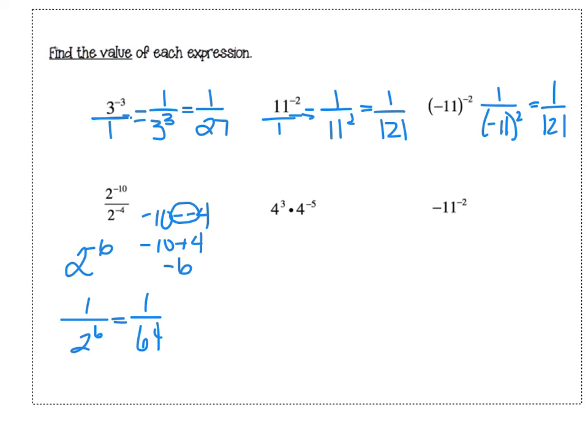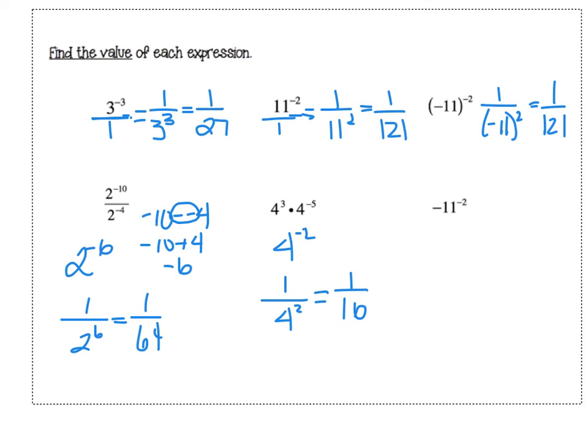In our next example, we have a multiplication problem. So this time we're going to keep our base of 4. We're going to add our exponents together, and 3 plus negative 5 is negative 2. I'm not going to keep it like that. I'm going to rewrite it with a positive exponent. So I'm going to write this problem as 1 over 4 to the positive second power. 4 squared is 16, so our final answer would be 1 over 16.